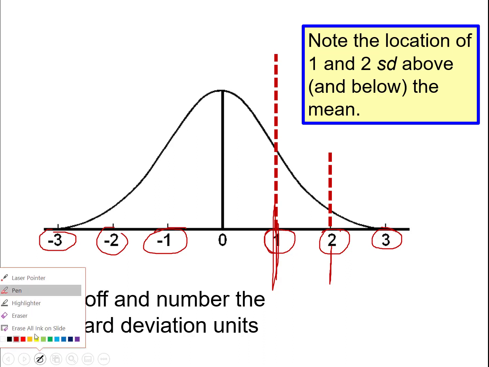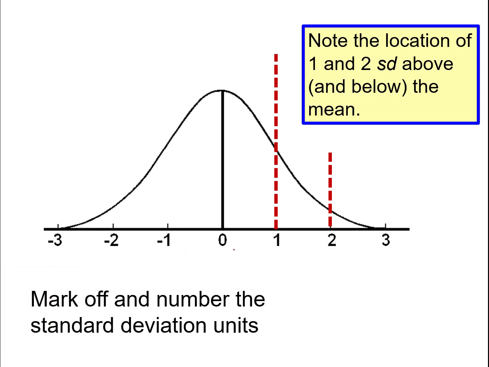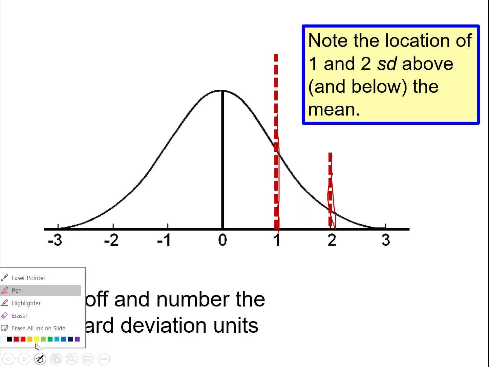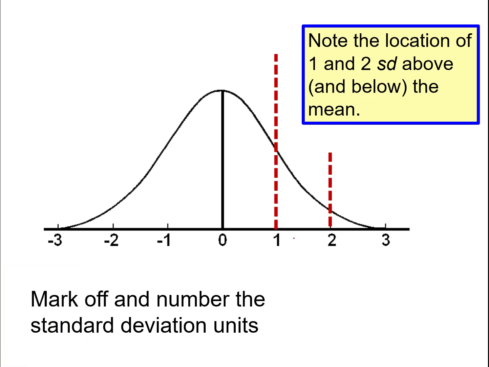And you should be able to recognize where these standard deviation units are located along a normal distribution. You should be able to recognize the location of 1 standard deviation above the mean or 1 standard deviation below the mean on a normal distribution. And you should be able to recognize the location of 2 standard deviations above or below the mean on a normal distribution. And I'll give you a few tips to help you recognize where these locations are.